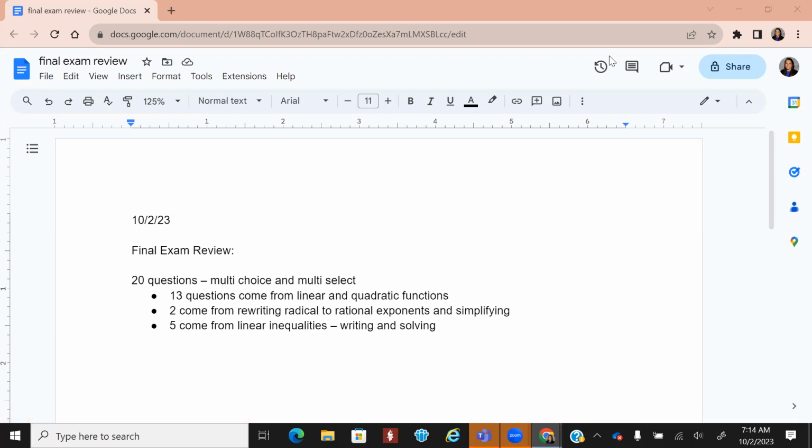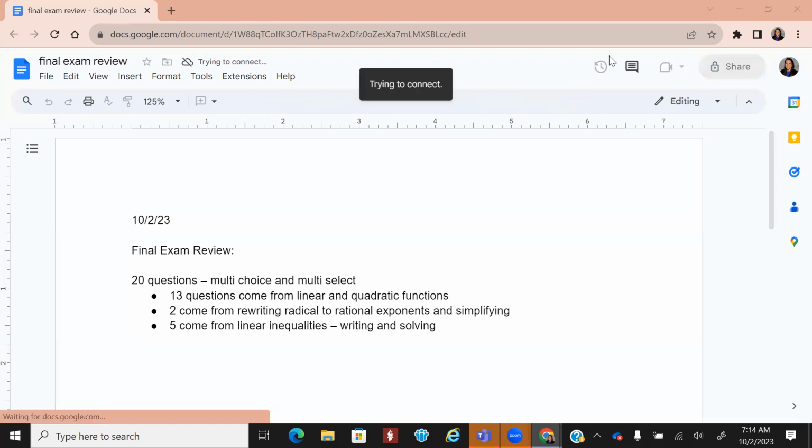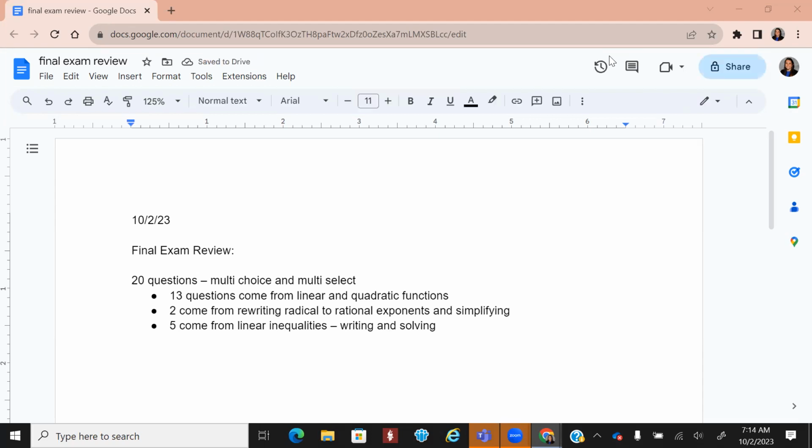There's 13 questions that come from linear and quadratic functions. Now, remember, this is a test that we don't get to see prior to. All we get to do is see kind of like an outline of the different AKS they're going to pull from. Okay, so this is kind of the breakdown. You've got 13 questions coming from linear and quadratic, and then 2 are coming from rewriting radical to rational exponents and simplifying, and then 5 are going to come from linear inequalities, writing them, and also solving them. Okay, so that's where that's coming from.